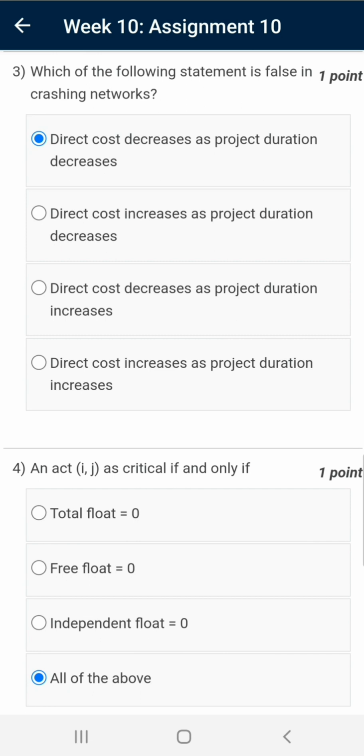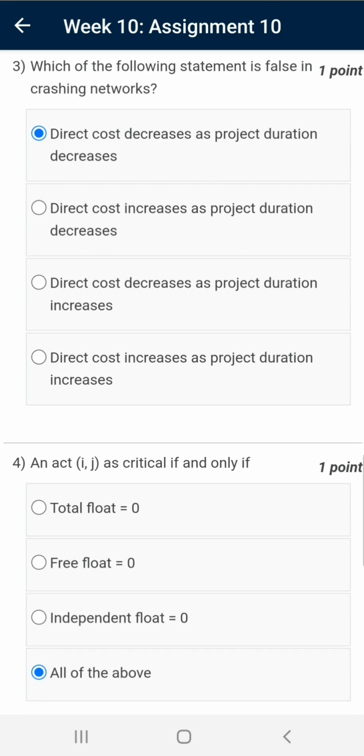Question number 3. Which of the following statement is false? In crashing network, the objective of crashing of a network is to reduce time, and thereby there is increase in direct cost. There may be decrease in indirect cost as well.